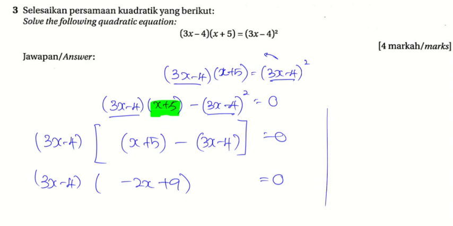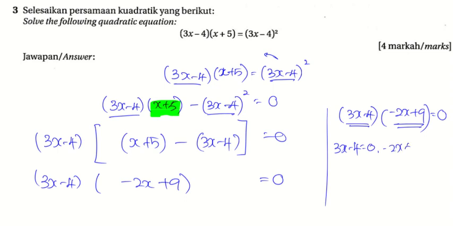Then 3x minus 4 negative 2x plus 9 equals to 0, meaning is this is 0 or this is 0. So 3x minus 4 is 0 or negative 2x plus 9 equals to 0. X is 4 over 3, x equals to 9 over 2. So you have two answers. Please have a look.